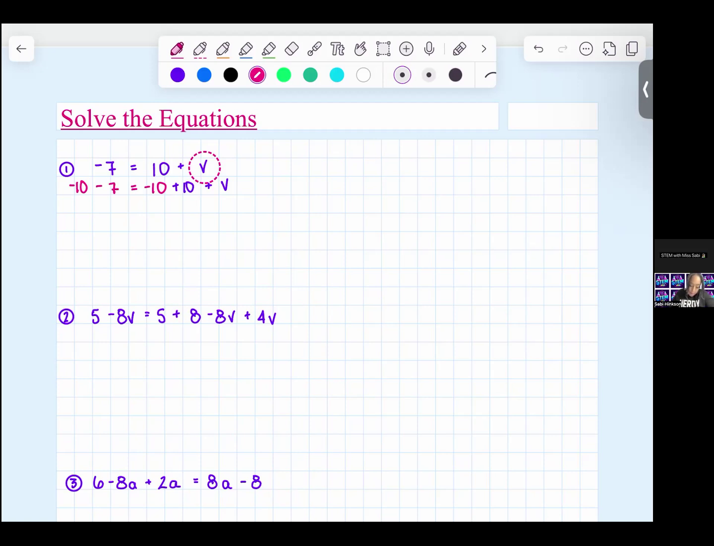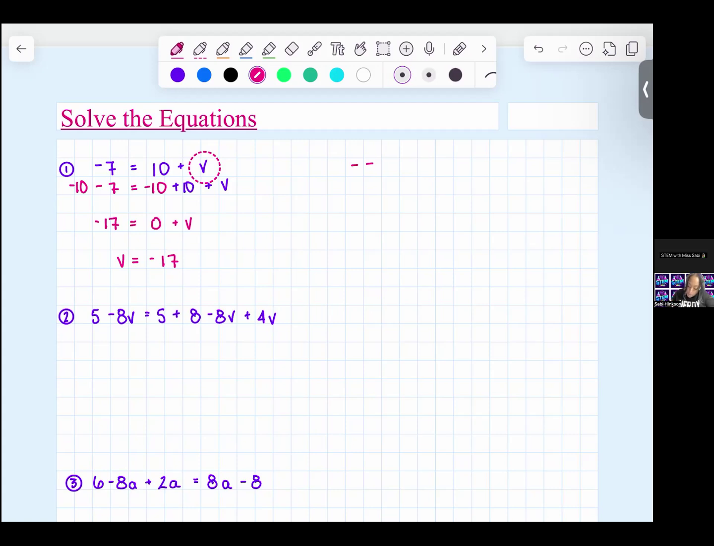Now we can simplify. I have negative 10 minus 7, negative 17, is equal to, so negative 10 plus 10 becomes 0, plus v. So essentially, I'm just going to flip that around. We have v is equal to negative 17, right? So that's the way that students are learning it now.